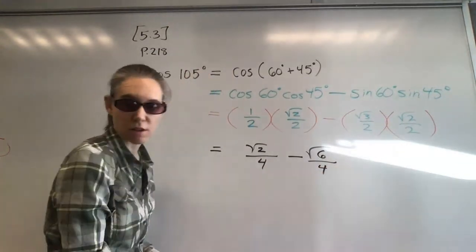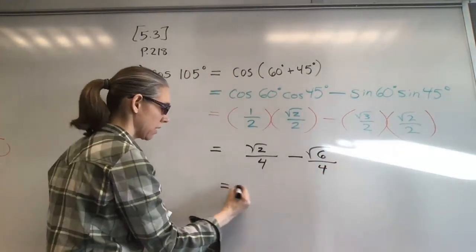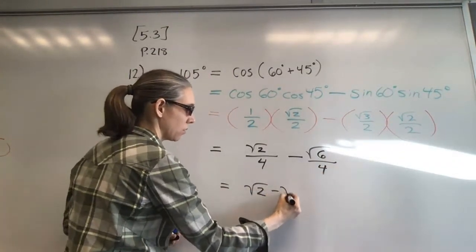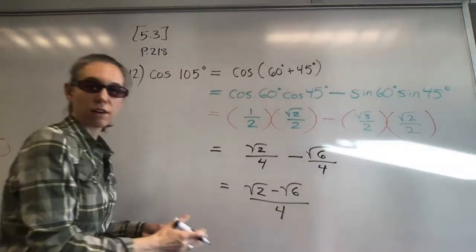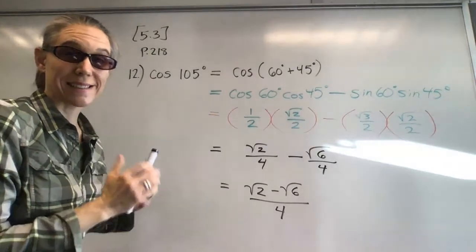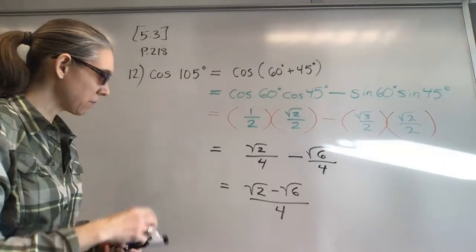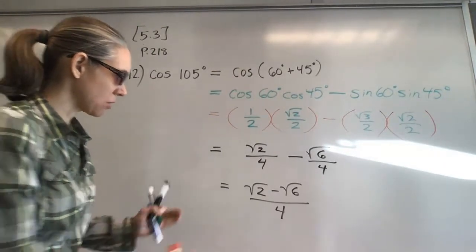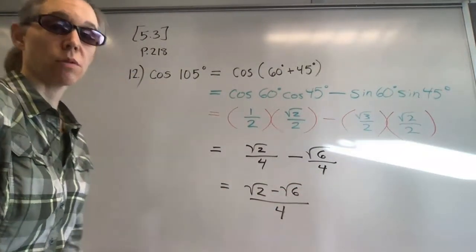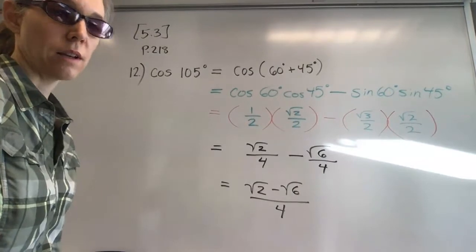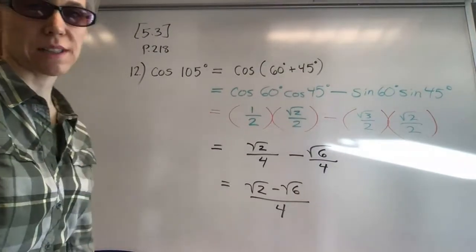We have a common denominator here, so we can combine these. Root 2 minus root 6 does not simplify any further. So that is the final answer. Notice that this is an exact value. When you type something like this into My Open Math, make sure you have parentheses before you divide by 4. Okay, so that was question number 12. Next up is question number 16.